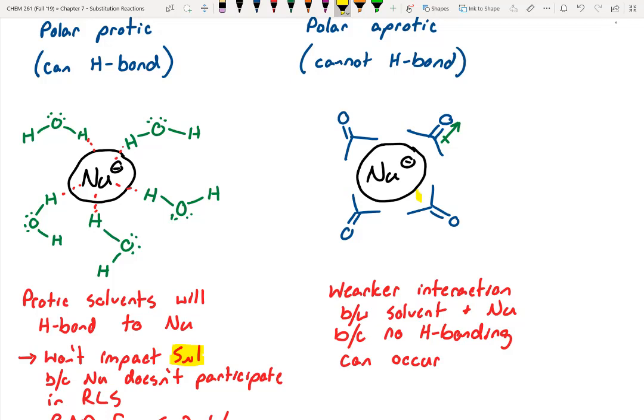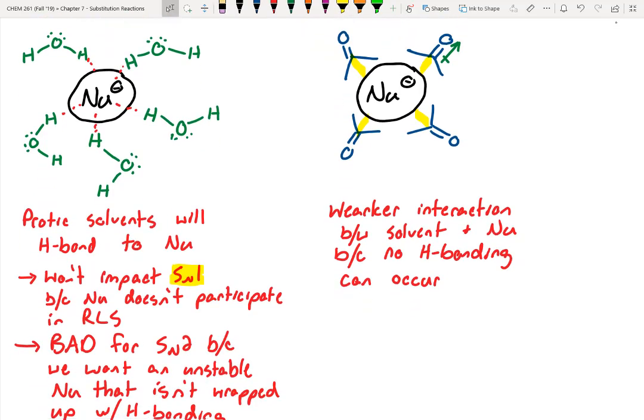So there still is a dipole ion interaction, but dipole ion interactions are considerably weaker than H bond ion interactions, right? So if you remember back from Gen Chem, this is a much, much weaker electrostatic force. All right, so in this case, it's not wrapping up the nucleophile very much. So it weakly solvates the nucleophile.